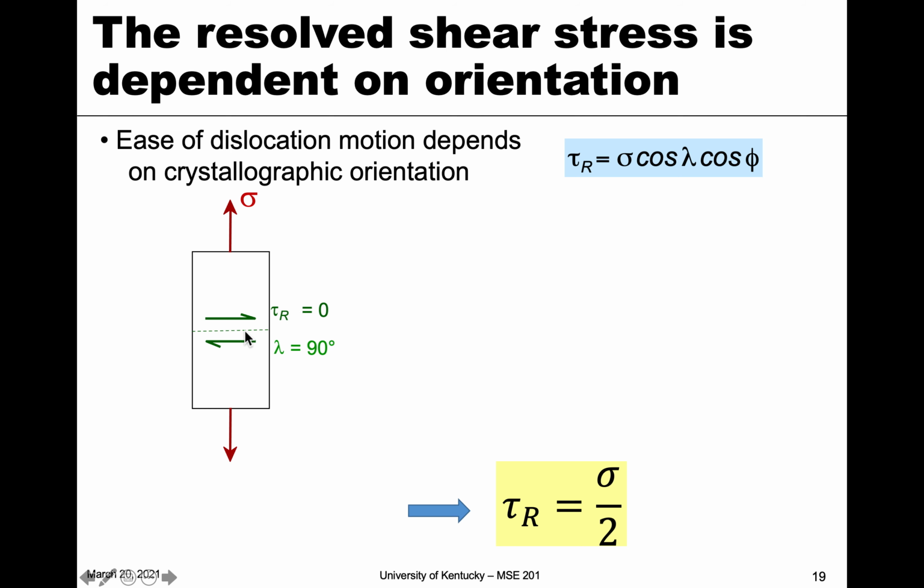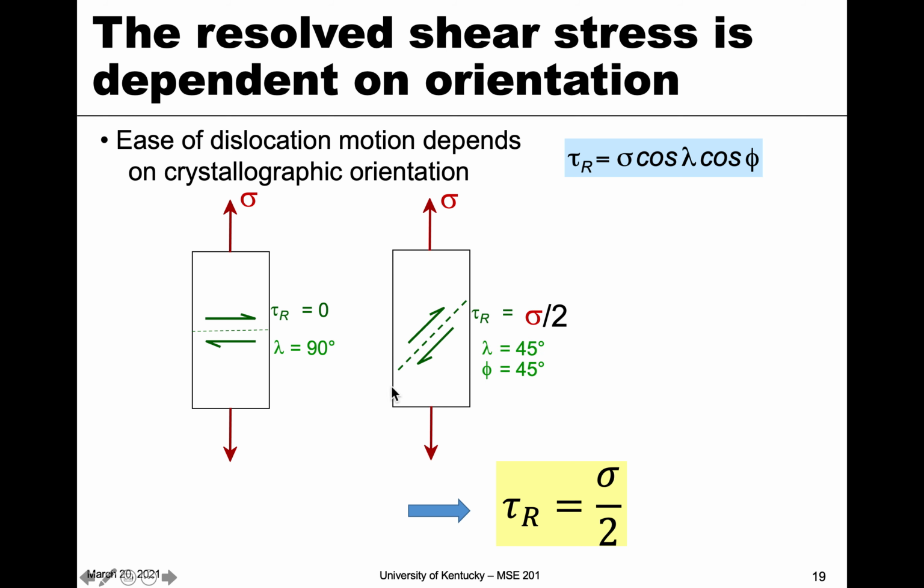So basically, when you have the plane perpendicular to the tensile stress, there is 0 resolved shear stress because of the angle dependency. However, if you now look at 45 degrees, so right in the middle, effectively, so both of those angles are 45 and 45, this gives us a value of the shear stress equal to the tensile stress divided by 2. And so that's what we see here.